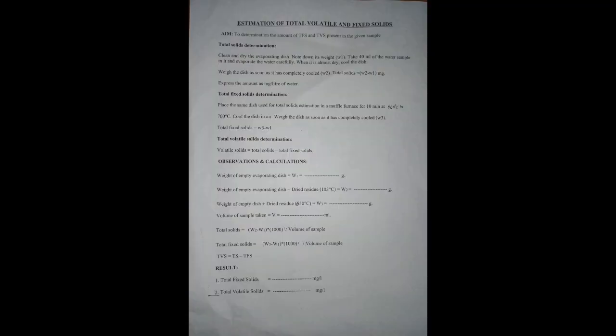Estimation of total volatile and fixed solids. The aim of the experiment is to determine the amount of TFS and TVS present in a given sample. In the calculation part, there are two sections. One is total solids determination, and the other is total fixed solids determination. Once these two are calculated, by subtracting total fixed solids from total solids, you can calculate the total volatile solids present in a given water sample.